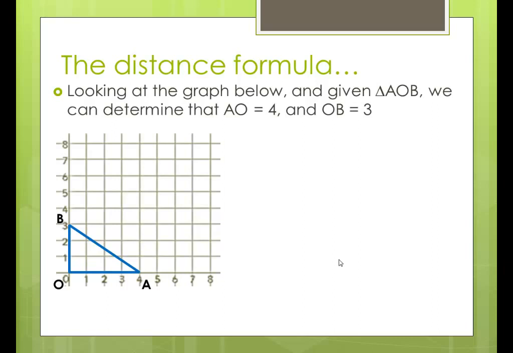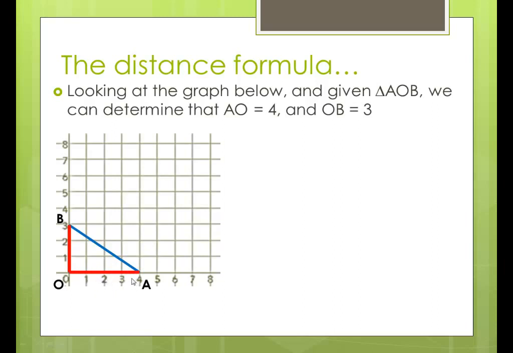We're given triangle AOB, and we can determine that AO equals 4 and OB equals 3. You can simply count this if you want. Here we've got OB is 1, 2, 3. See? Right over here. 1, 2, 3. And AO is 1, 2, 3, 4.